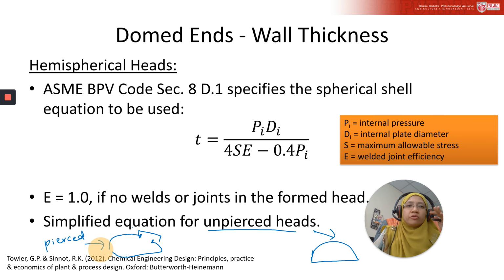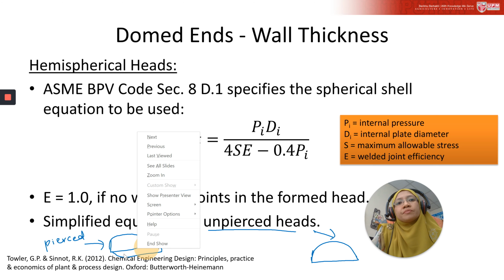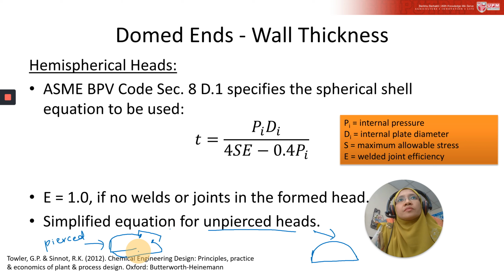The equation for unpierced heads is more simplified. For the pierced category, normally the head thickness must be increased to increase the strength of the head, due to the presence of the holes on the heads.